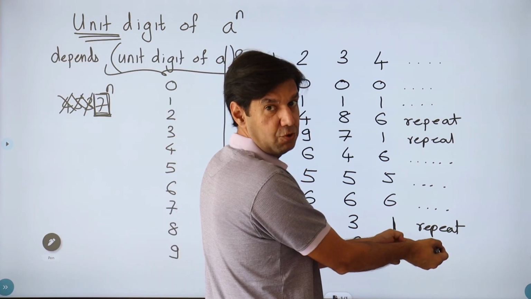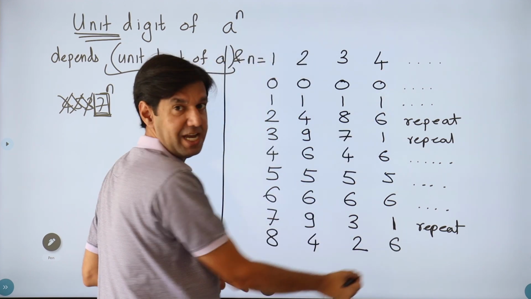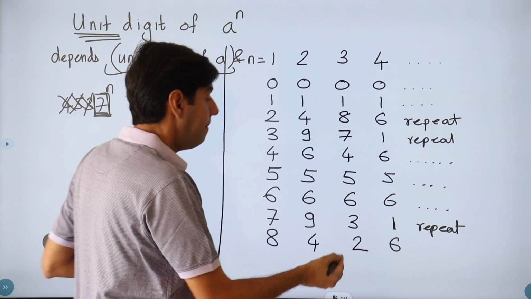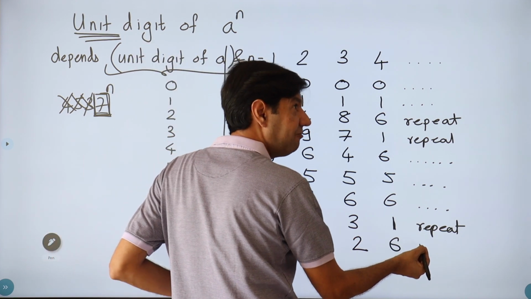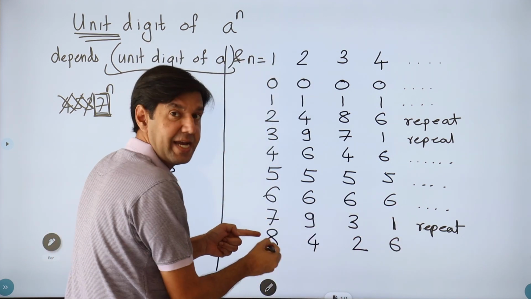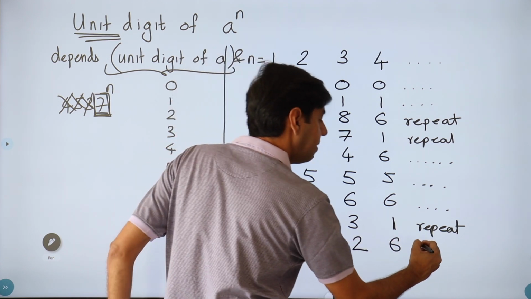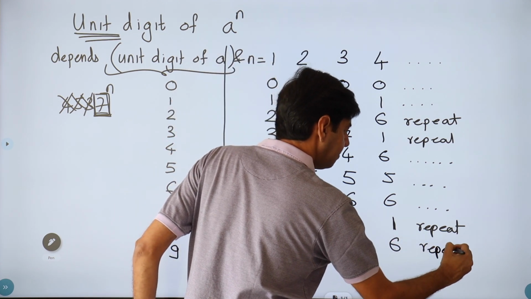Now you might say I would not know 8 raised to 5. 8 raised to 5 is 2 raised to 15, which I might not know. But can you do 6 into 8 is a 48? So do you again get back 8? And then 8 into 8 is a 64. That's a 4. So the repeat will start here again.